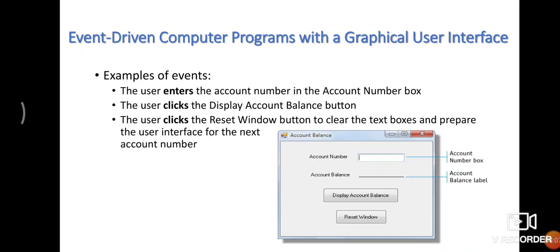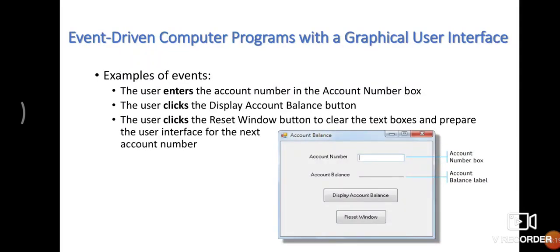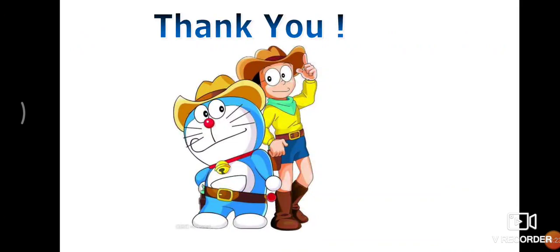Examples of events are: the user enters the account number of the account to process, the user clicks on display account balance, and the user clicks the reset window. So this is an example of the event-driven concept. So this is all about Visual Basic .NET. We will move to module 2 from the next session.